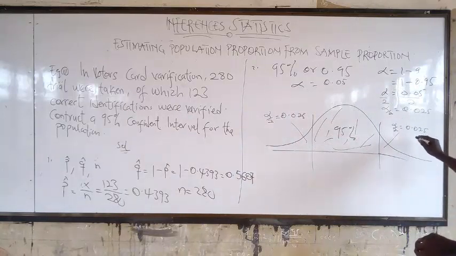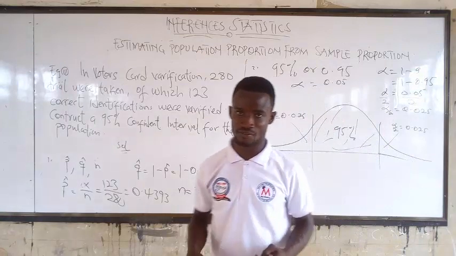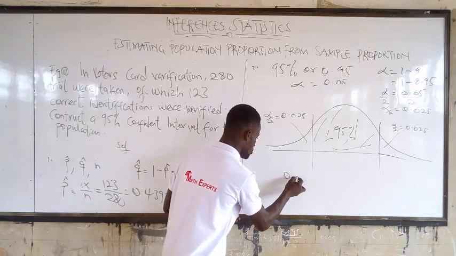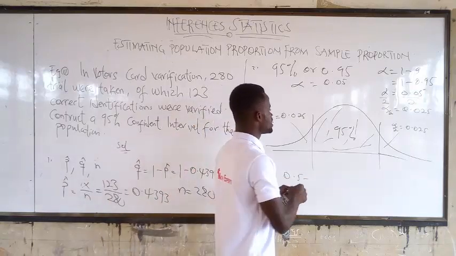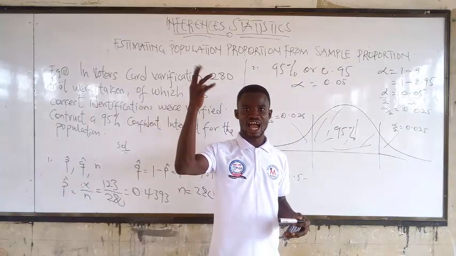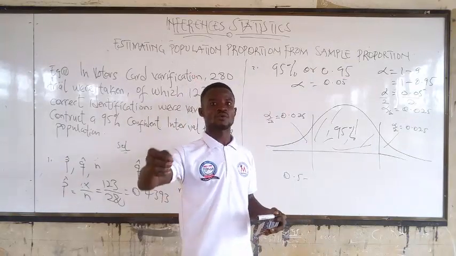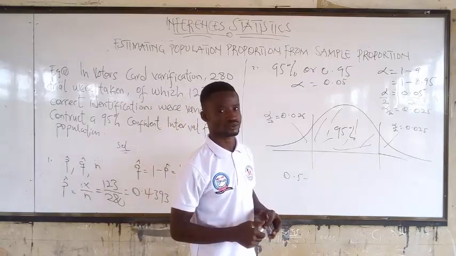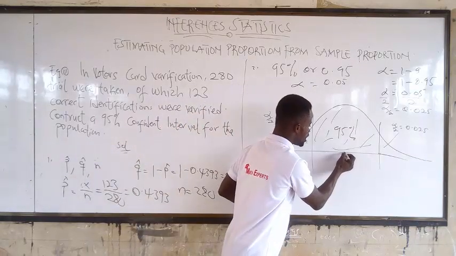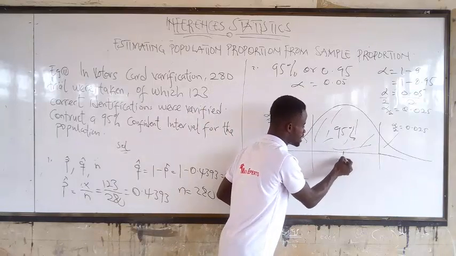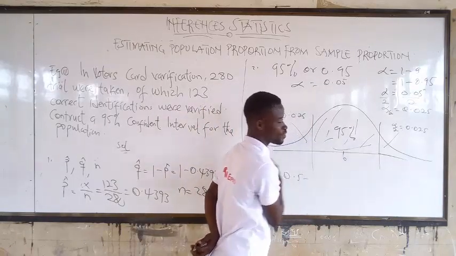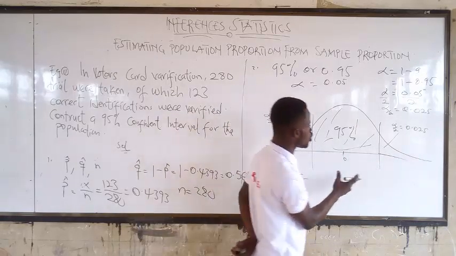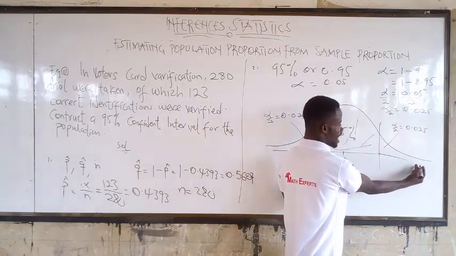This 0.025 that we have, we are going to subtract it from 0.5. Because you know the areas sum out to 100%, which is the same as 1. So if the whole of it is 1, then here is 0.5 and here is 0.5. So we are going to base on this side.